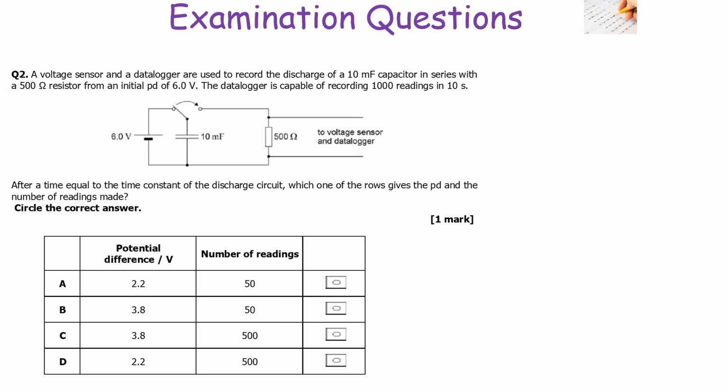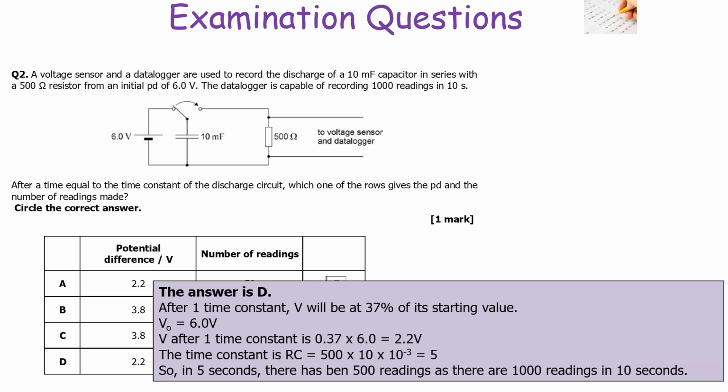Right, our answer here is going to be D, because firstly, after one time constant, V will be at 37% of its starting value. Now, its starting value is going to be its maximum, which is going to be the EMF of the source, which is 6 volts. So after one time constant, you do 0.37 times 6, because that's 37% of 6, which is 2.2 volts.